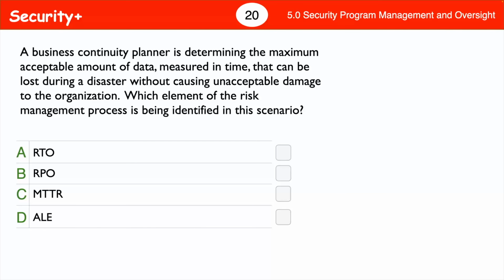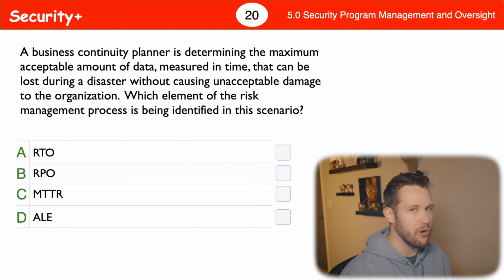All right, final question, question 20. A business continuity planner is determining the maximum acceptable amount of data measured in time that can be lost during a disaster without causing unacceptable damage to the organization. Which element of the risk management process is being identified in this scenario? A, RTO, B, RPO, C, MTTR, or D, ALE.